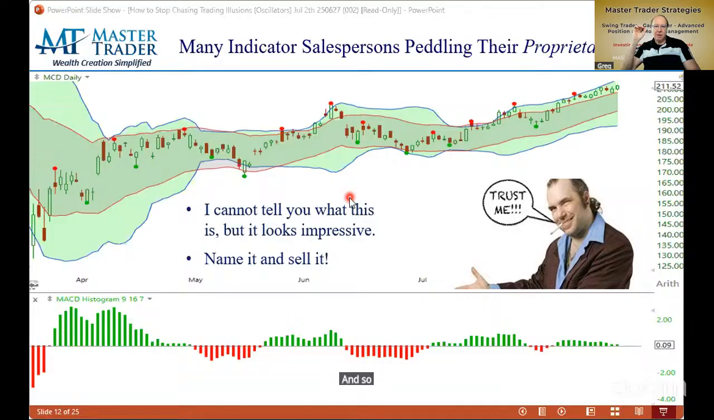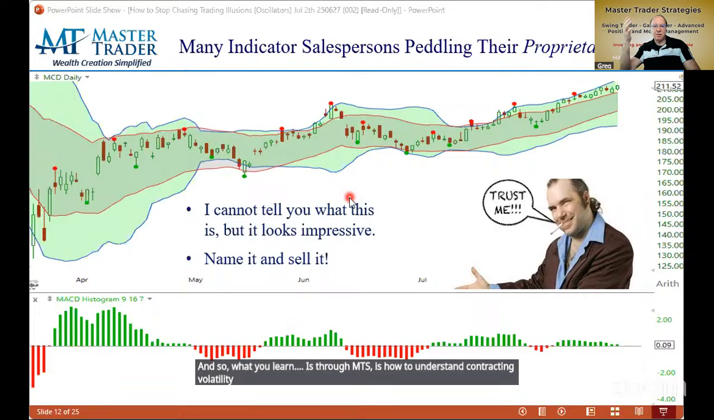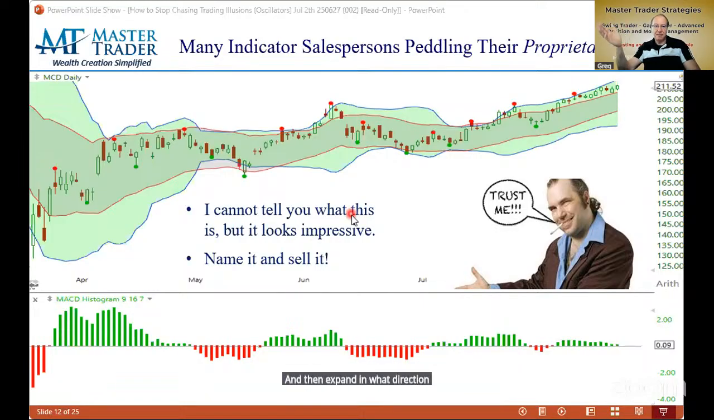What you learn through MTS is how to understand contracting volatility without indicators, or expanding volatility, when that volatility is likely to expand, in what direction, and how far it might be able to go. So all of these different concepts you saw on the beginning slide come together to guide you in your thought process.